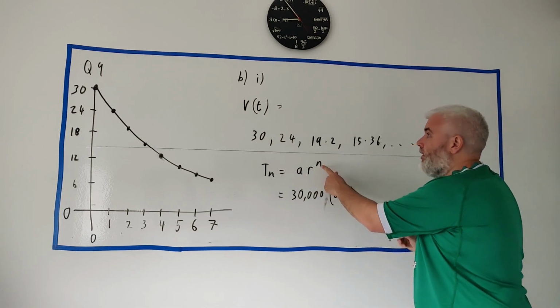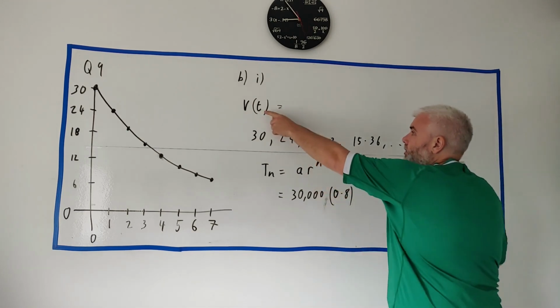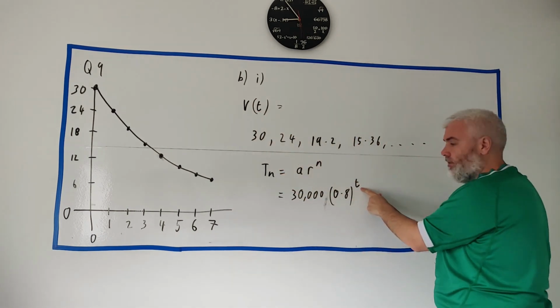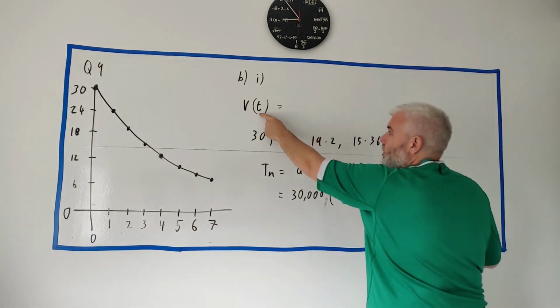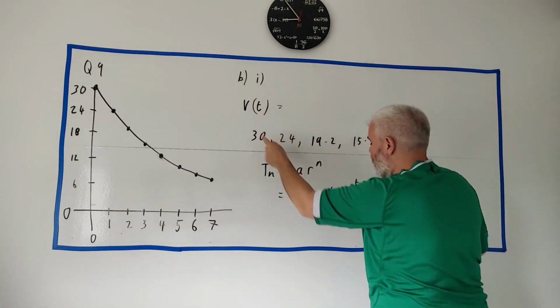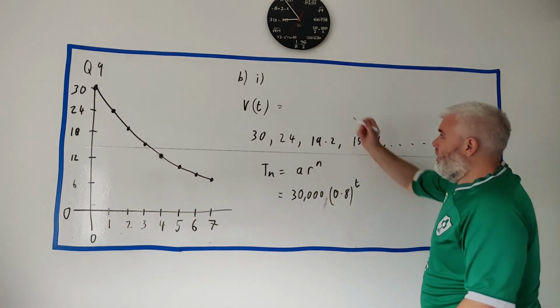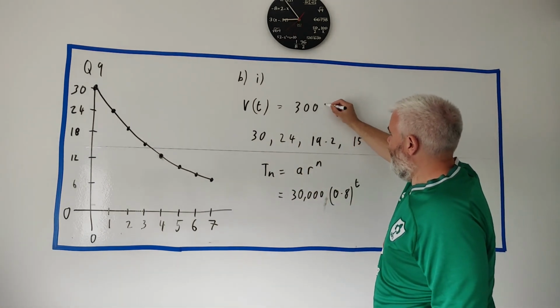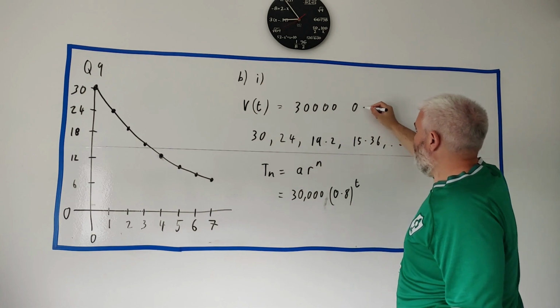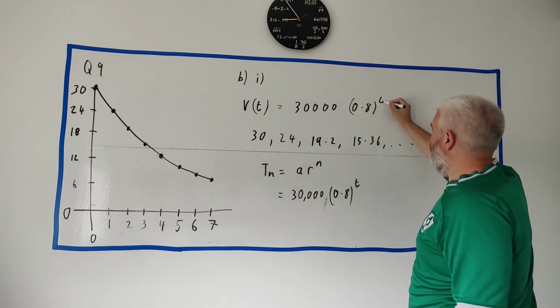And n, well, n is just t. We wanted it at the end. They didn't give us a number for this, so they wanted a variable. So that's the answer there, 30,000 multiplied by 0.8 to the power of t.